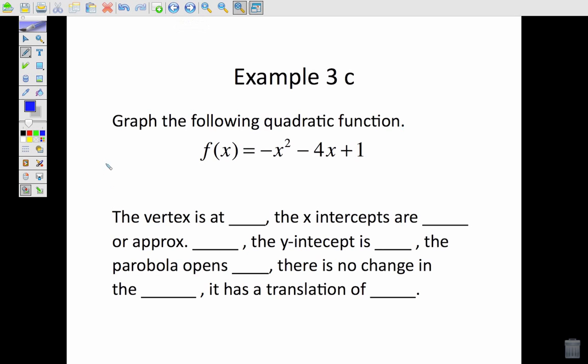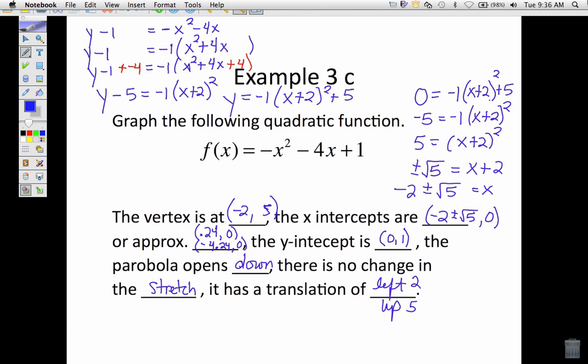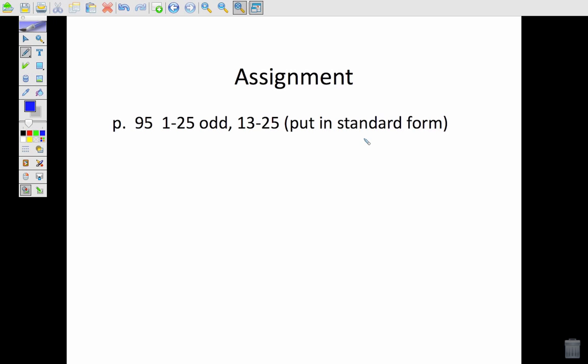All right, we've got this last problem here. So what I want you to do is pause the video and see if you can go through it and label all the parts, and then you can check your results. All right, so I went ahead and wrote out the problem and how to solve it and how to get the solutions and everything. If you want to check all your results here, you can do that to see how you did. And then here is your assignment.